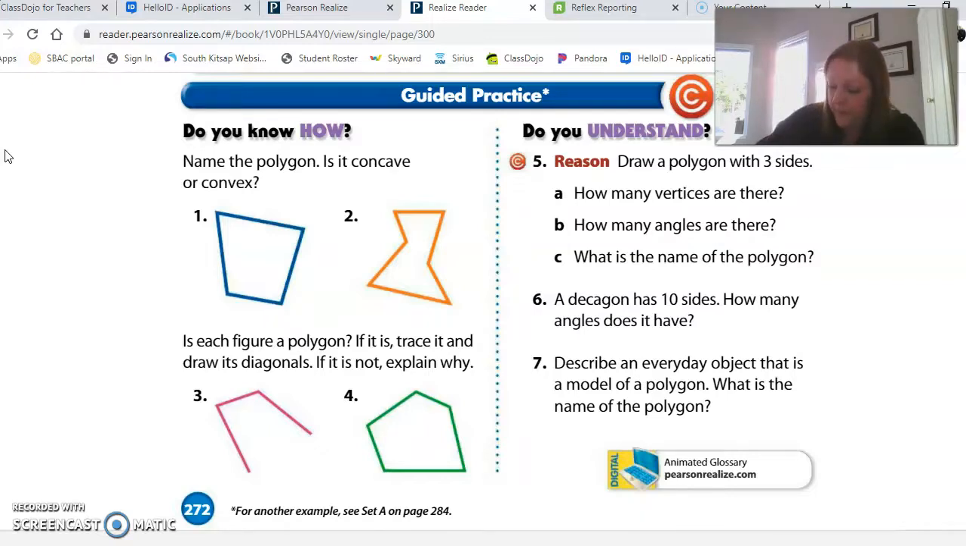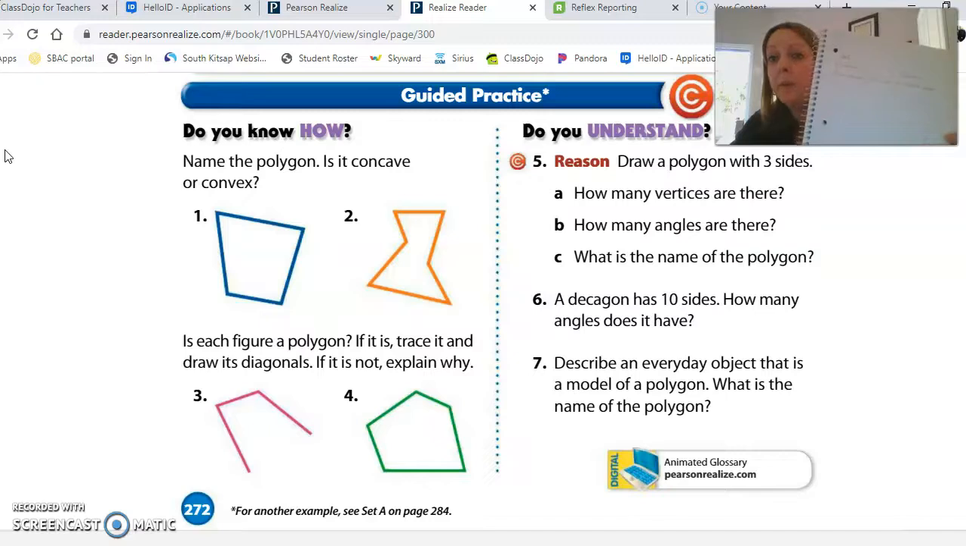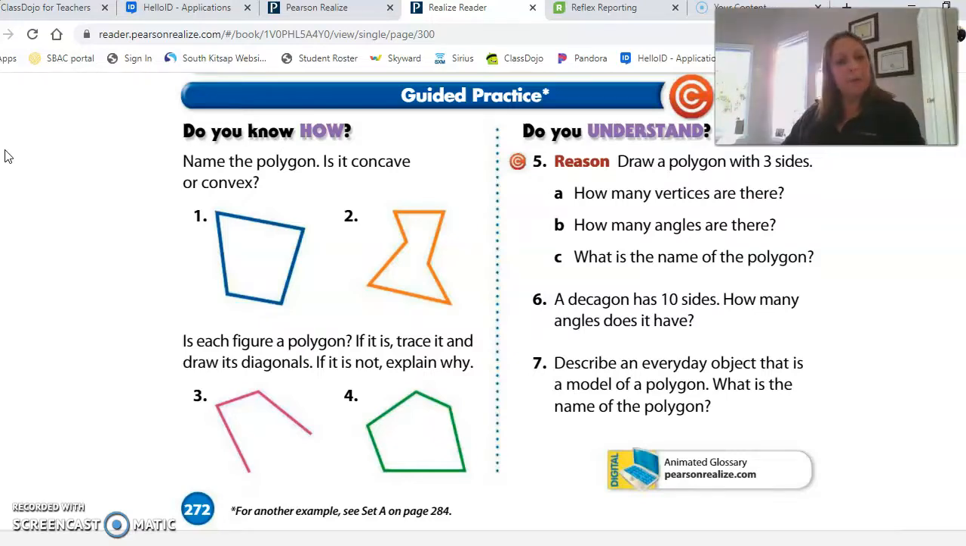No, because it is not a closed shape. It has an open side, so it cannot be considered a polygon. Number 4. Oh, that one is a polygon because it's closed and all of the sides are straight, straight, straight, straight, straight. So now I'm going to try my very best and I'm going to draw that shape.